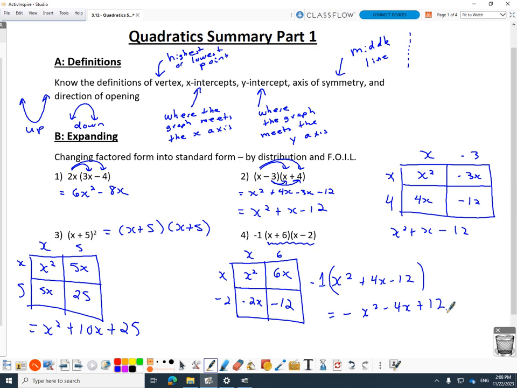Any questions about expanding? Do you feel more confident about that, at least, if you're going to do a quiz rewrite? If you didn't get that one?